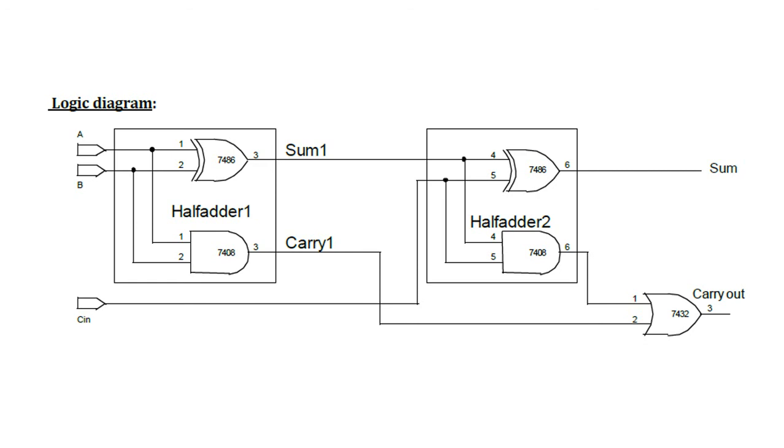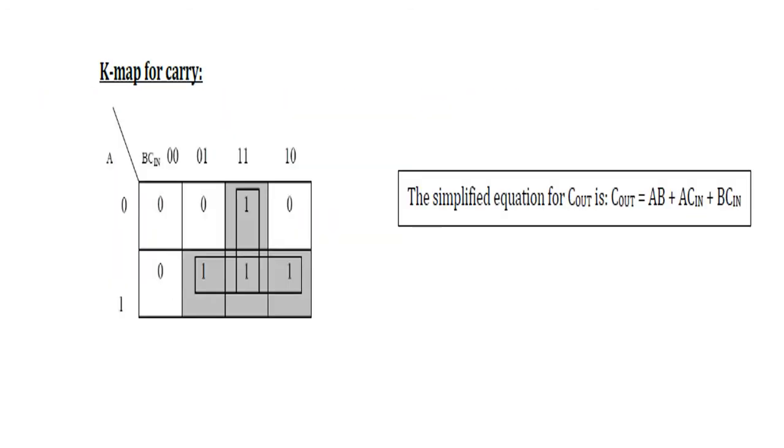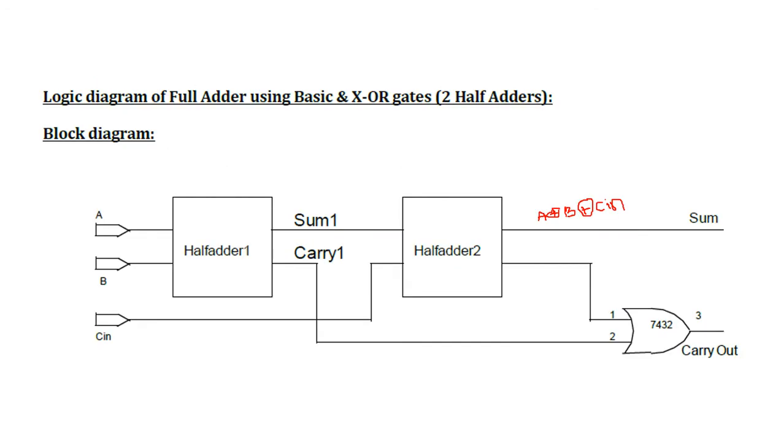And the sixth pin is connected to the 7432 OR gate, and this third pin of the AND gate is connected to the second pin of the OR gate. The third pin is the output of the carry. The expression for the carry is AB plus A C in plus B C in.